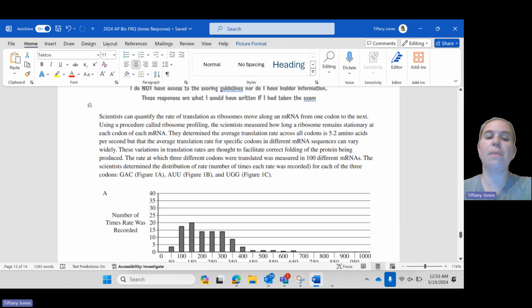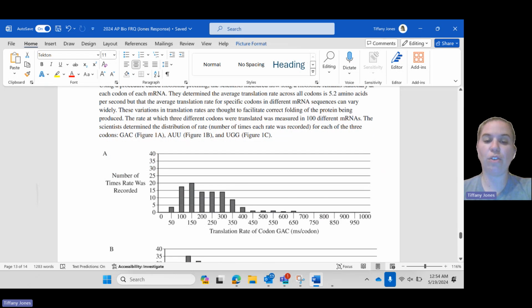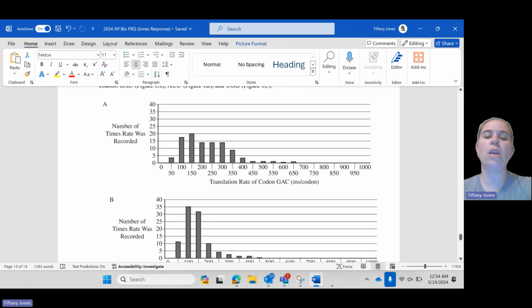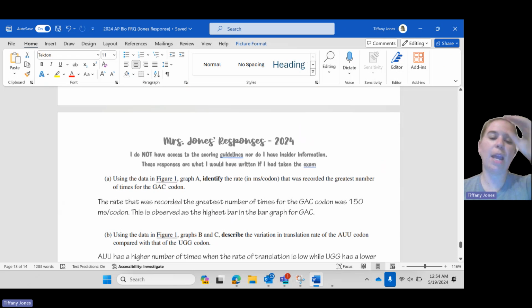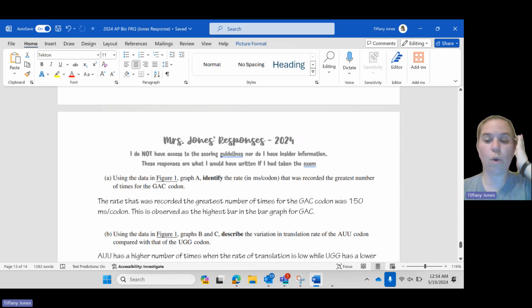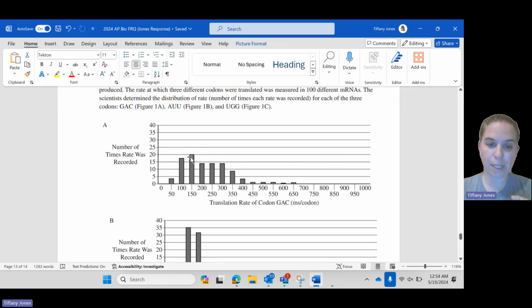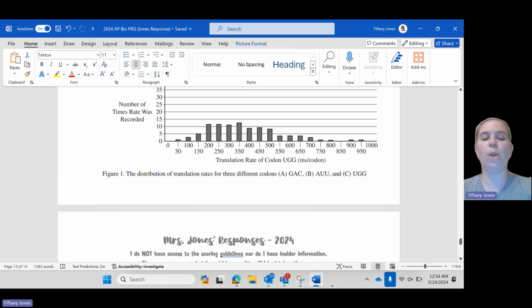And then 6 talks about how we can quantify the rate of translation as ribosomes move along mRNA from one codon to the next. So what they're doing is they're looking at the rate that these mRNAs are translated. And so they're looking at also the waiting rate of it. So they're seeing the number of times the rate was recorded, as well as the translation rate of those different genes. Okay. So A asks us to identify the rate that was recorded the greatest number of times for the GAC codon. So if you look at the GAC codon, you can see that there's the highest point right here at 150. So I think it's 150 ms per codon.